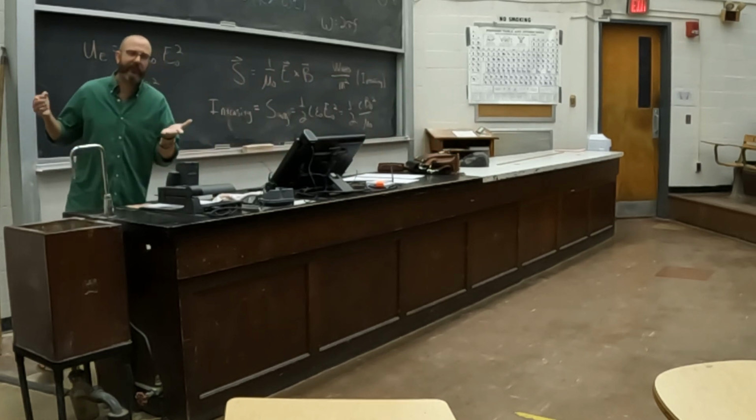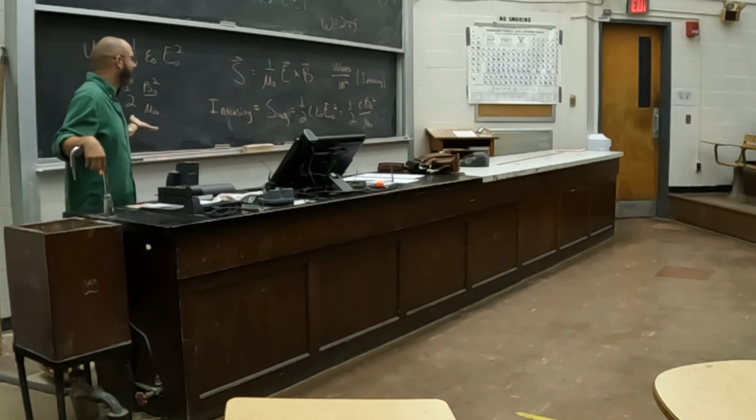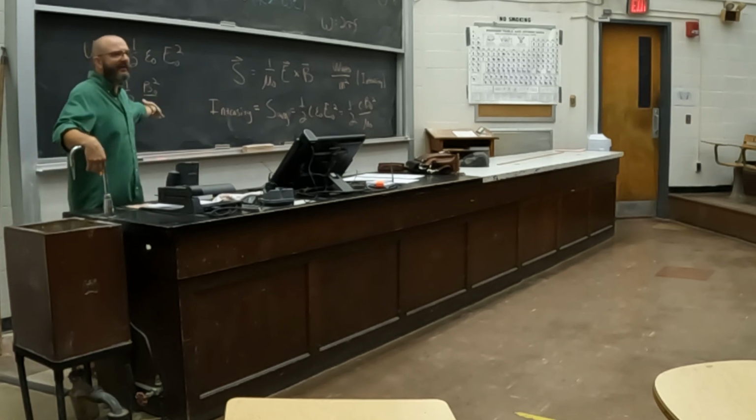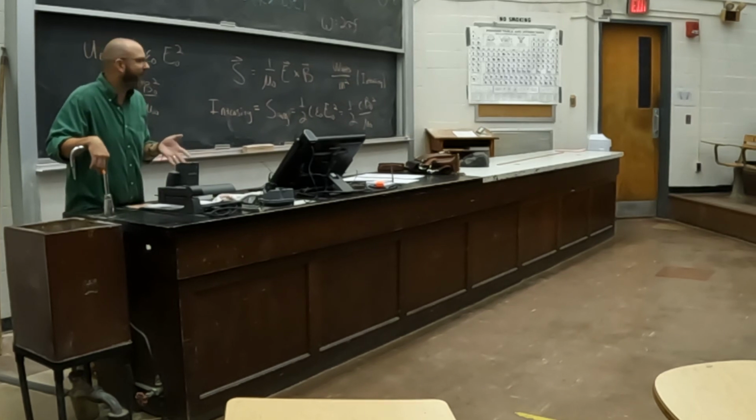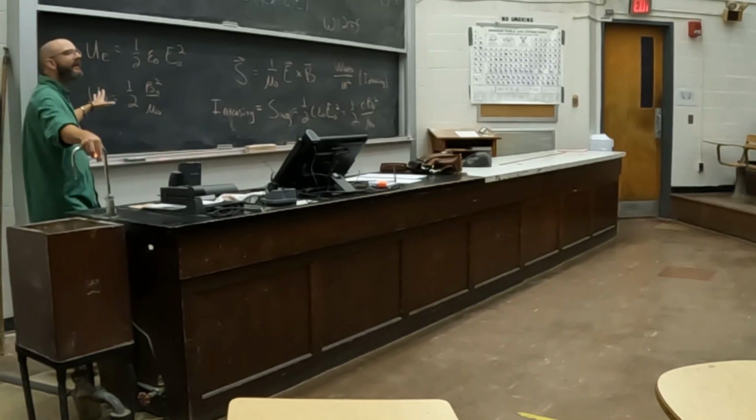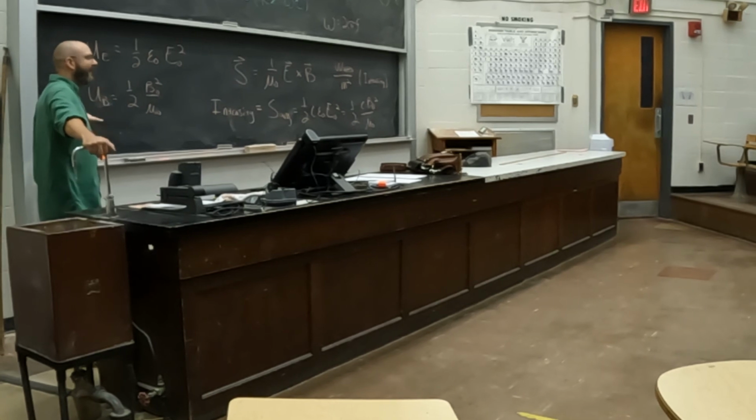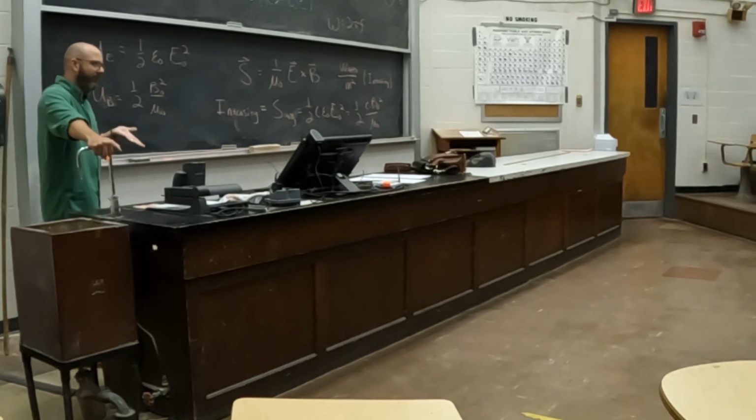One gives it to you in terms of the electric field, one gives it in terms of the B field. You can manipulate these to get it in terms of both of them if you so desire. Right? But this is what we would call the intensity of a wave. We're going to see next time a little bit more about how that works.